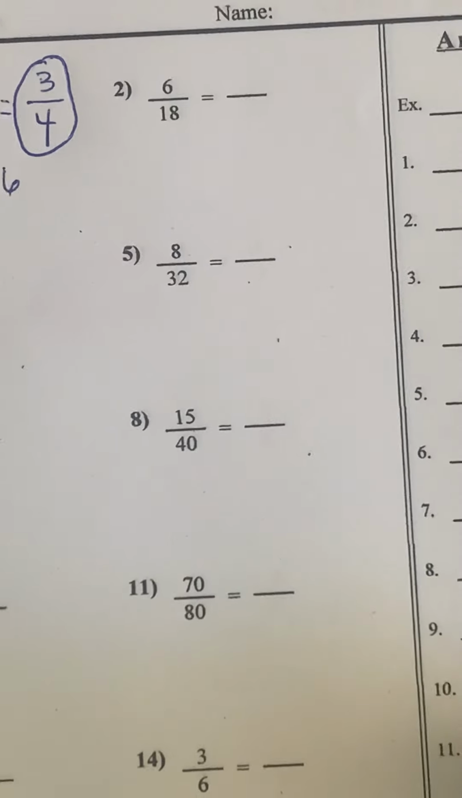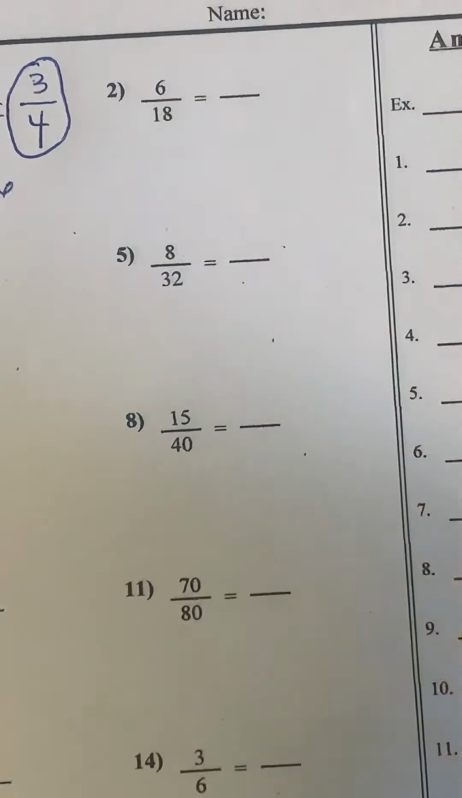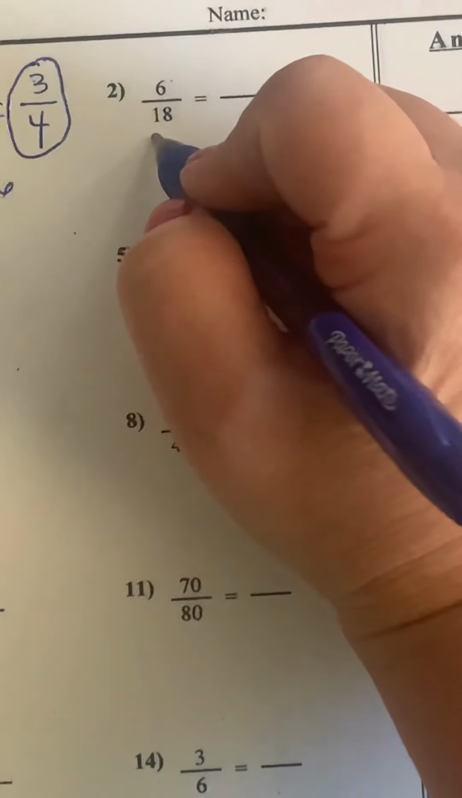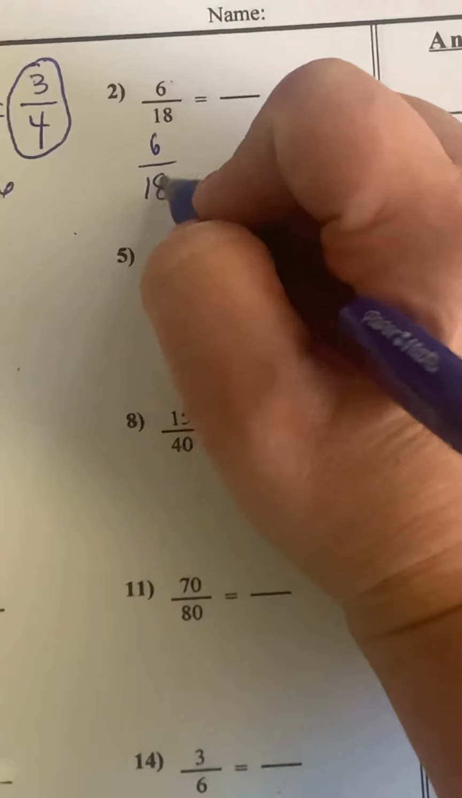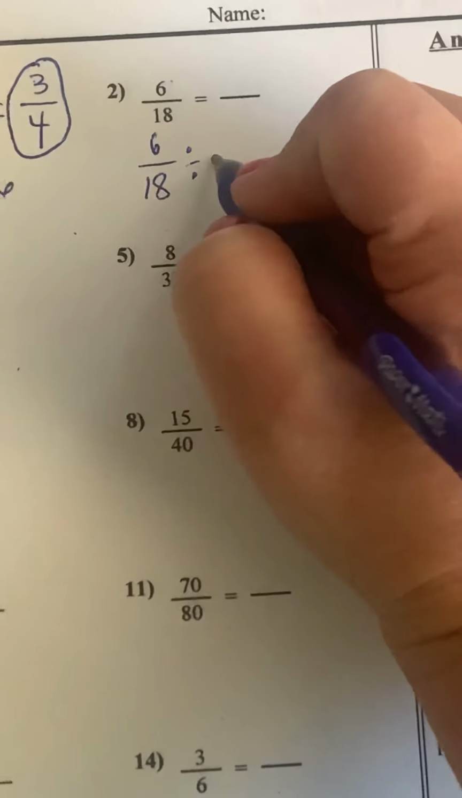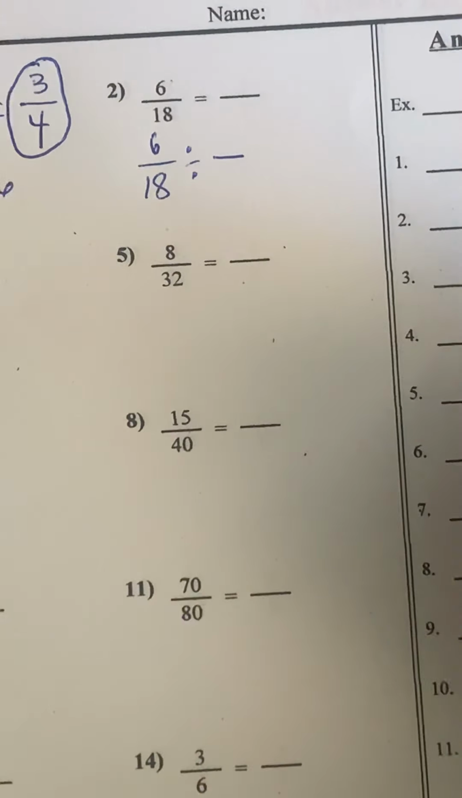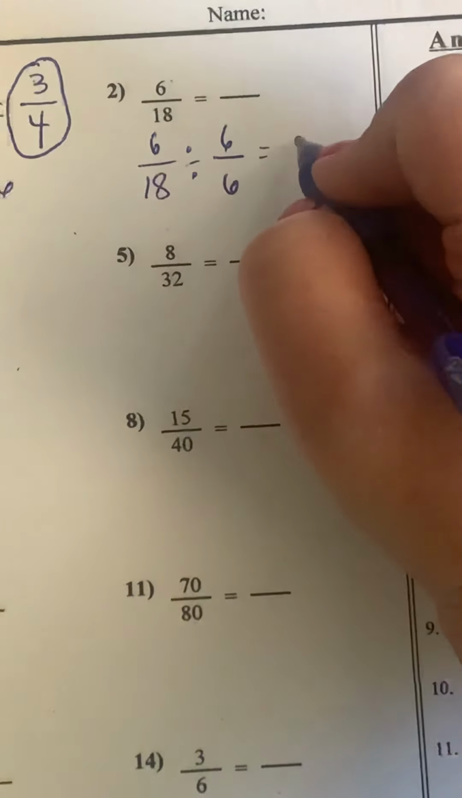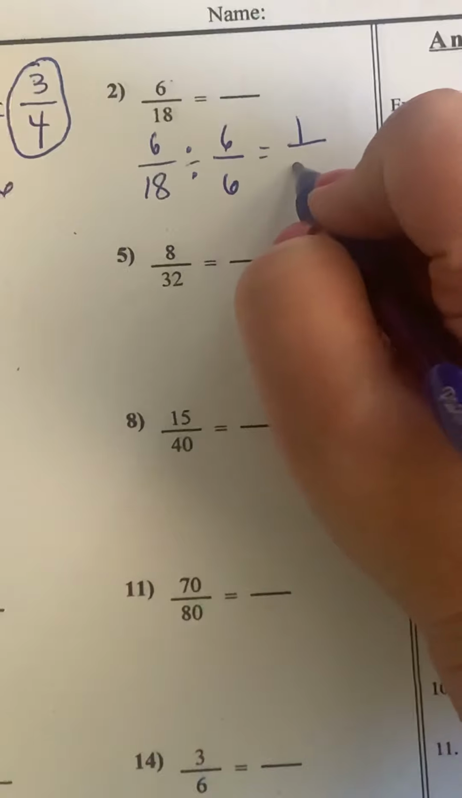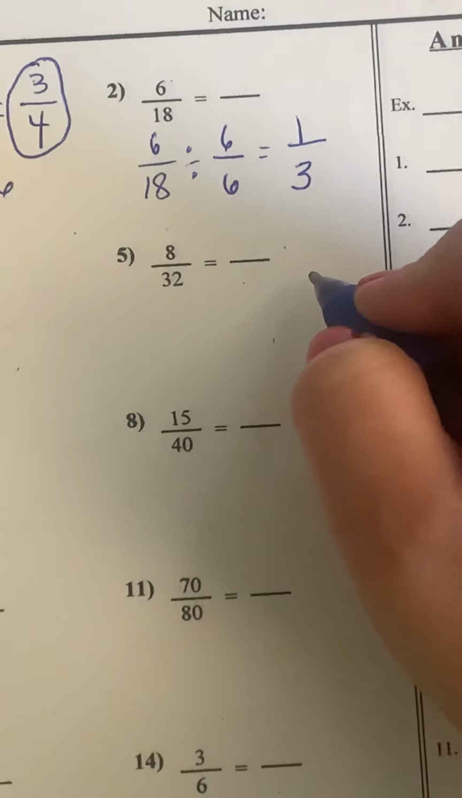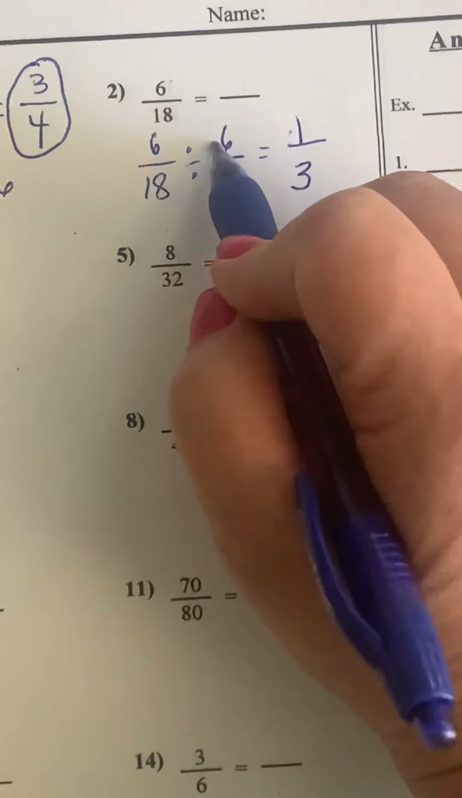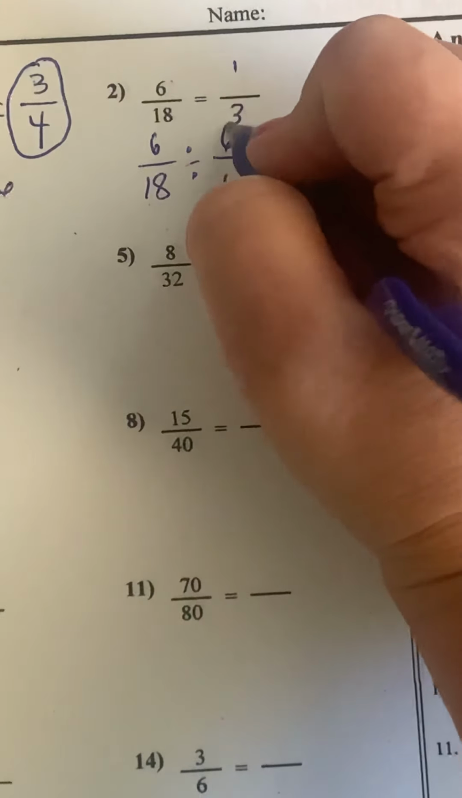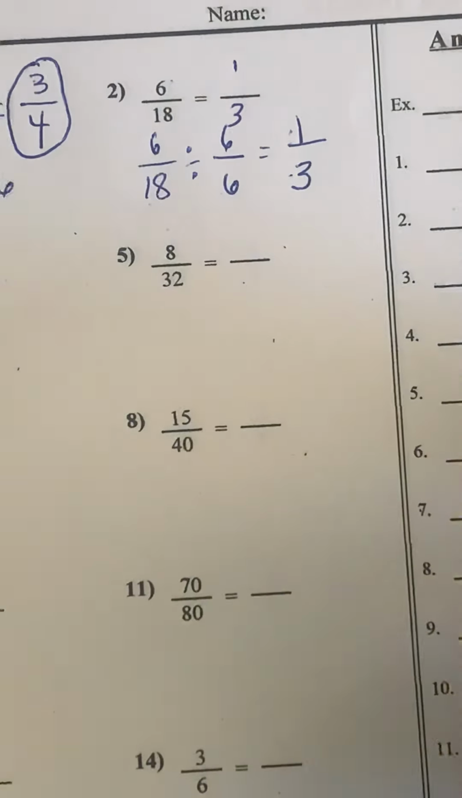Okay, 6/18. So this is an easy one because I asked, does my numerator go into my denominator? What's the answer? Yeah, 6 won't go into 18. So what are we going to divide 6/18 by? 6. 6 divided by 6 is 1, and 18 divided by 6 is 3. Check your work. 1 times 6 is 6. 3 times 6 is 18. 6/18 equals 1/3. That's not too hard, is it?